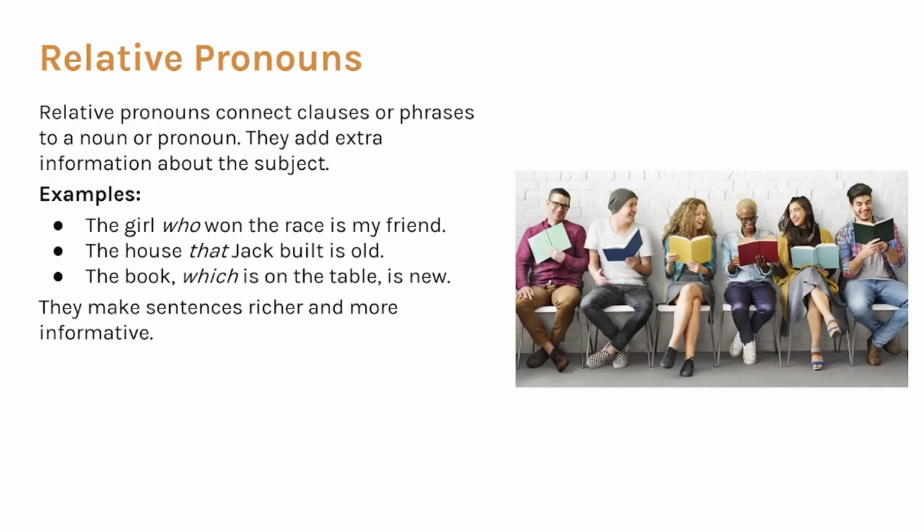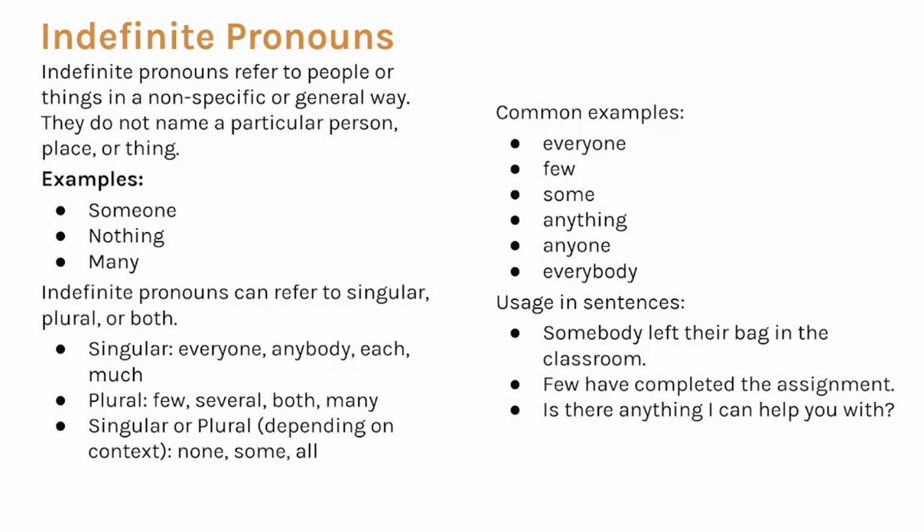Now, relative pronouns, they connect clauses or parts of sentences or phrases to a noun or a pronoun. You see, the girl, that is the noun, and then it connects the noun to won the race, the other part of the sentence. You see now, they connect the sentences. In the book example, which is on the table gives specific information about the book, which book. So they make sentences richer and more informative.